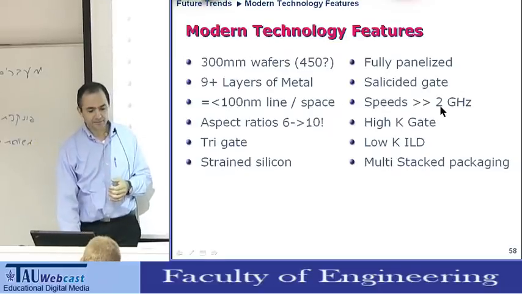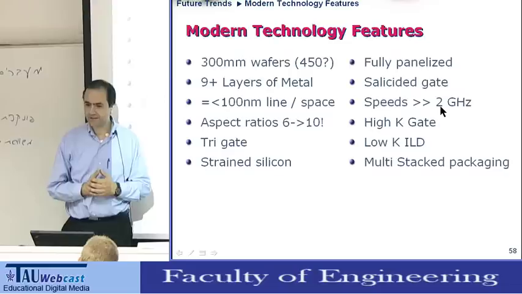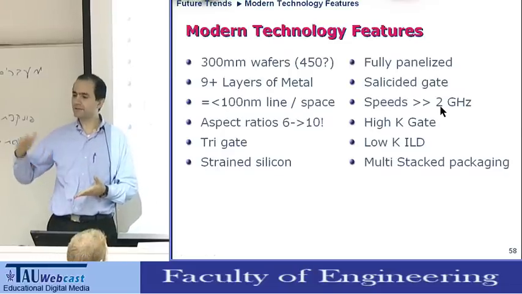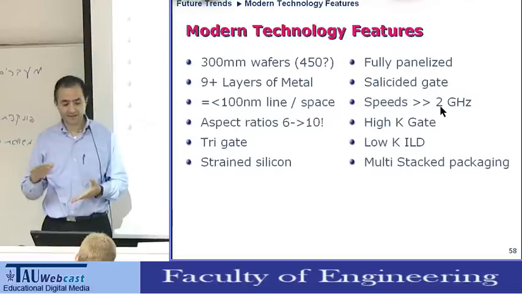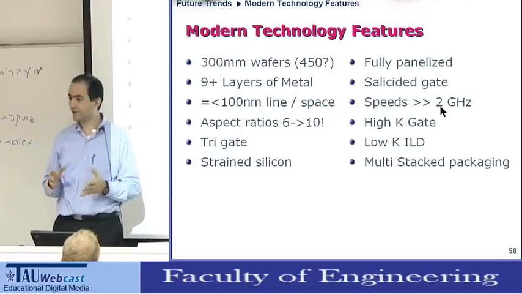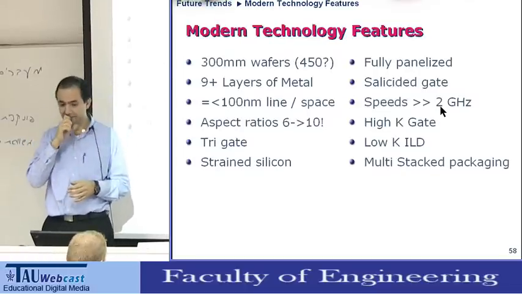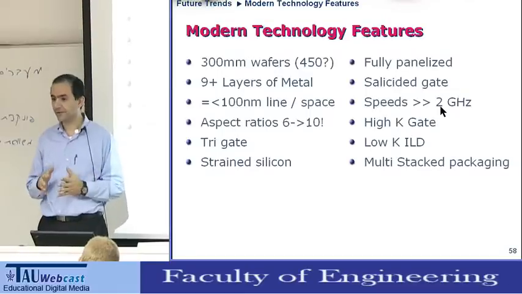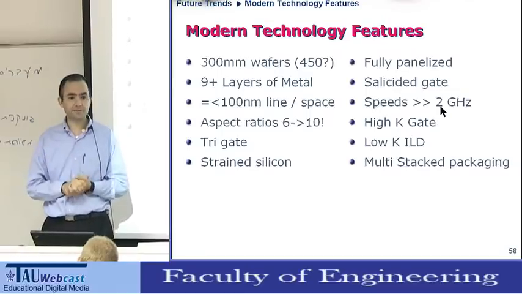Speed, much above 2 gigahertz. So this trend didn't move as fast as the others, and it got stuck at about 4 gigahertz. And there are a lot of state-of-the-art processors which run at about 2 gigahertz. Why did it stop? Do you know?